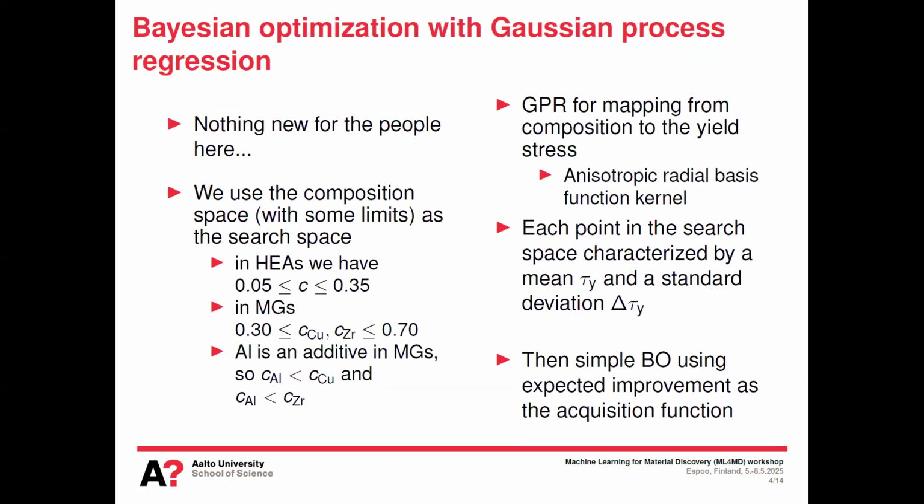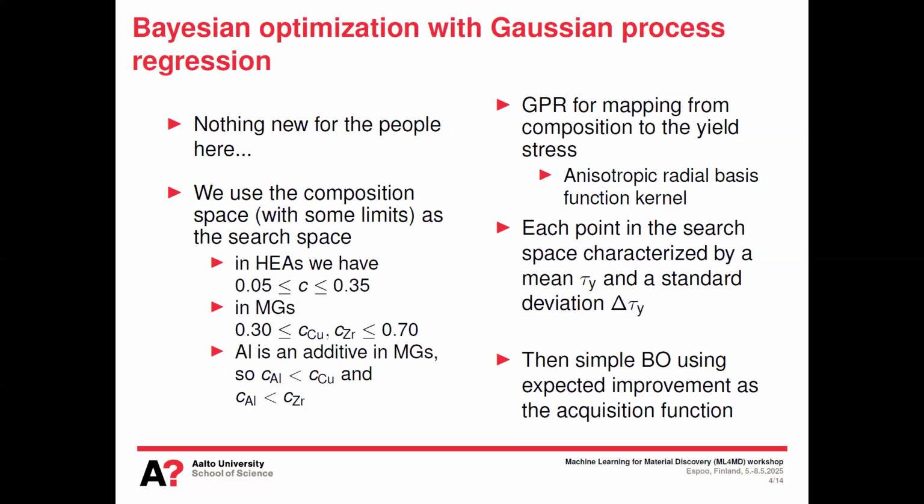Okay, so the key machine learning part is the Bayesian optimization. Well, this is nothing new for the people here, I think. We use just the composition space as the search space. We make some restrictions. So for example, for the high entropy alloys to have some high entropy character, we restrict the composition of each element to 5 to 35%. In the metallic glasses, we restrict copper and zirconium to 30 to 70%, and then say that, okay, the aluminum content needs to be lower than either of these. Okay, then we have our search space.